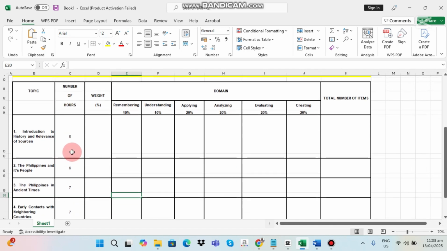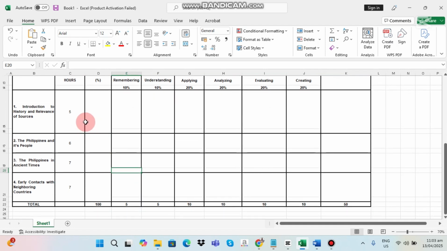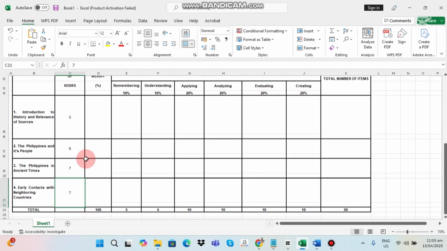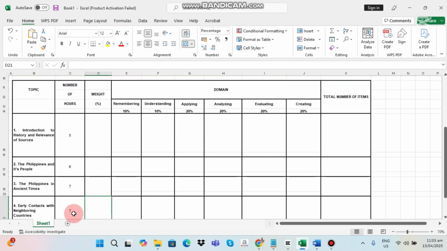So since you already have your number of hours, what you are going to do is simply add these 4 numbers right here and put it here in total. So we're going to sum up everything. We have 5 plus 6 plus 7 and plus 7, and then it gives us the total of 25 sessions in a whole quarter. So we have here 25.